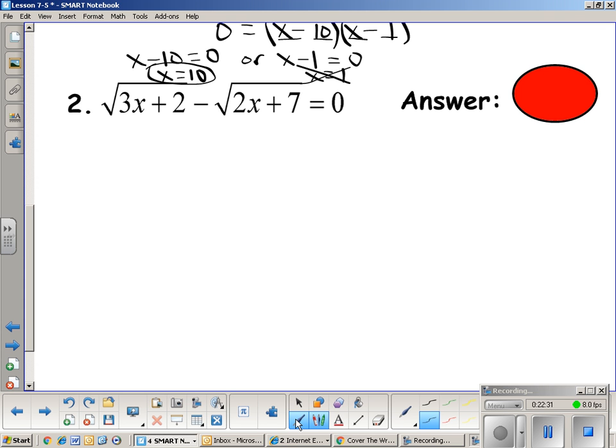This one looks a little different because there's what? 2 radicals. Okay? And so the rules change just a little bit when there's 2 radicals. You have to first try to get them on opposite sides. Well, in this case, that's going to be easy. Square root of 3x plus 2 equals square root of 2x plus 7. We just added this to both sides so it wasn't on the left side anymore.